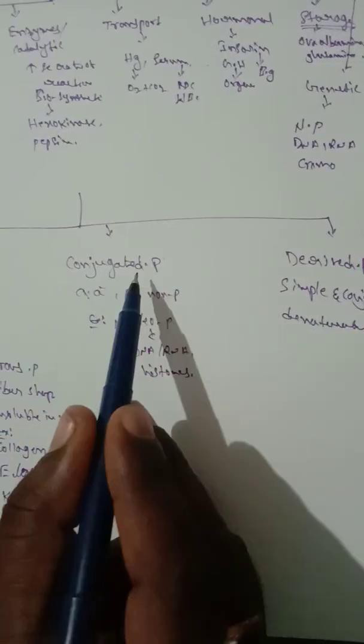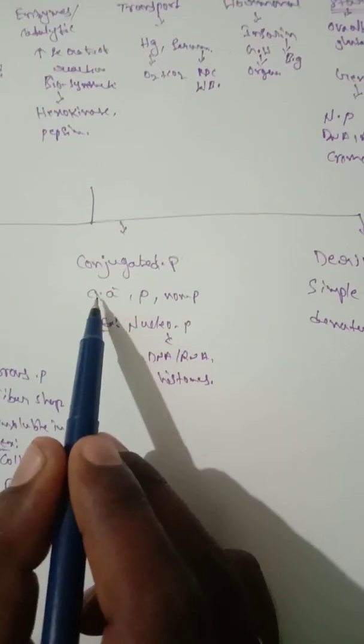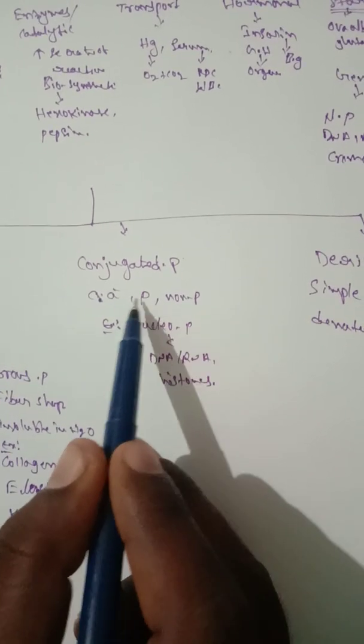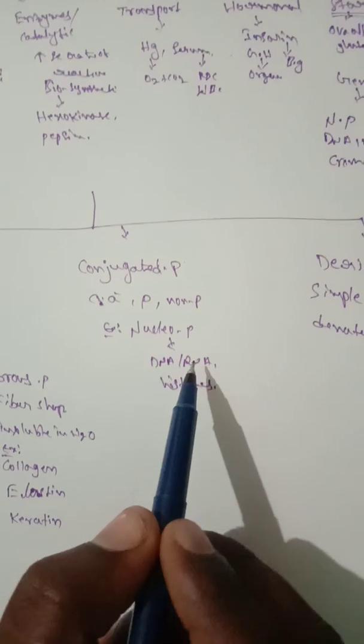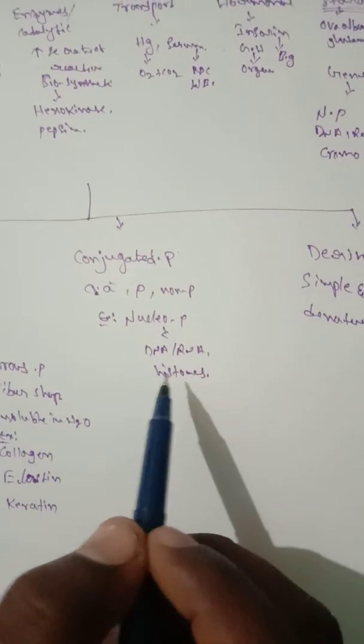So these are the conjugated proteins. Example is the nucleoproteins. It contains the amino acid, protein group and prosthetic group. So what is the prosthetic group? DNA and RNA. What is the non-prosthetic group? It is the histones.